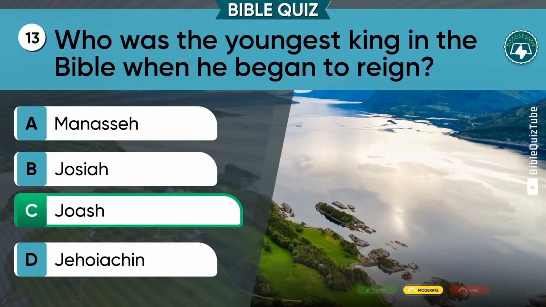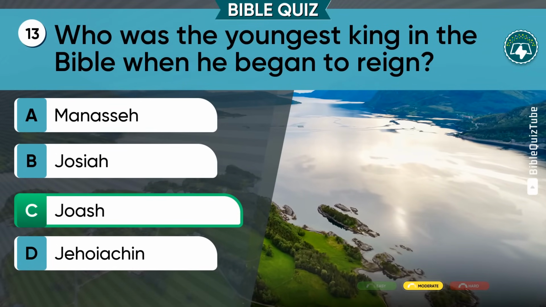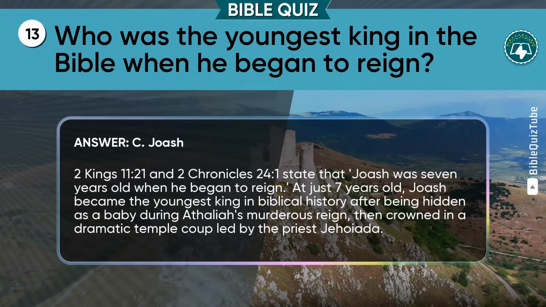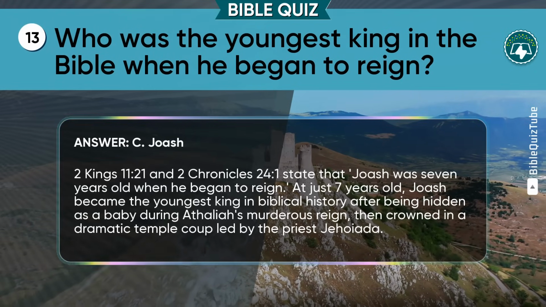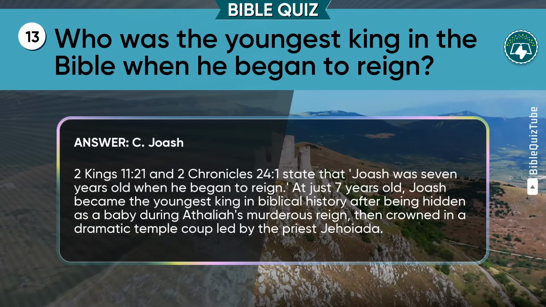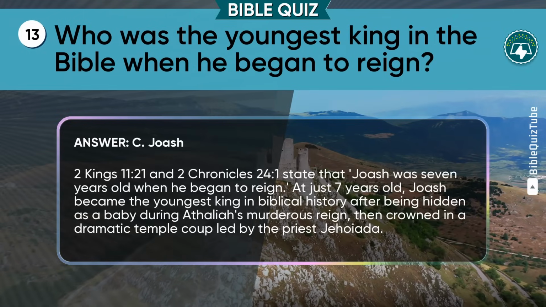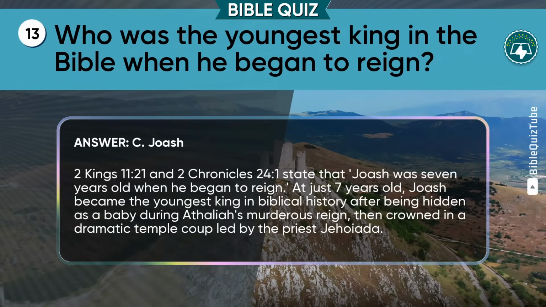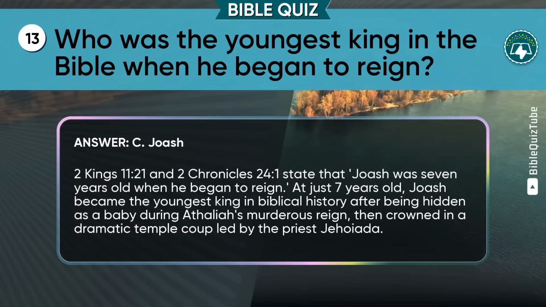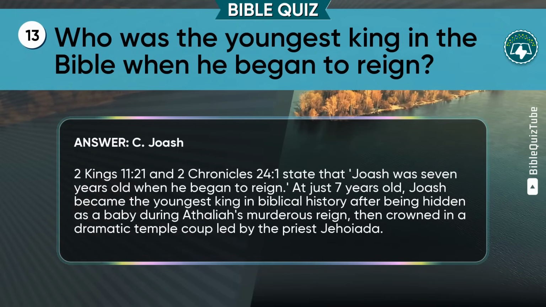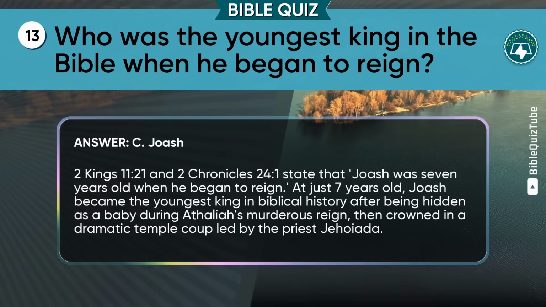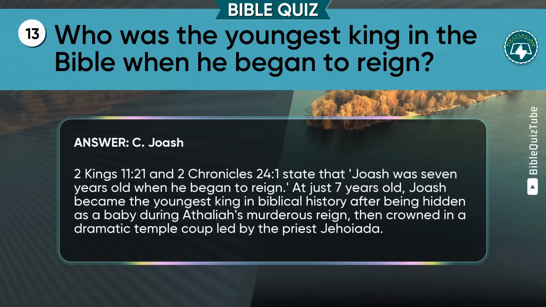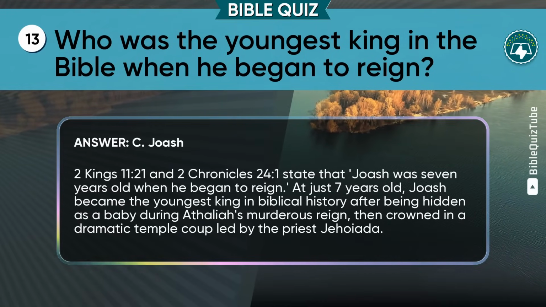C. Joash is the accurate choice. The explanation. 2 Kings chapter 11 verse 21 and 2 Chronicles chapter 24 verse 1 state that Joash was 7 years old when he began to reign. At just 7 years old, Joash became the youngest king in biblical history after being hidden as a baby during Athaliah's murderous reign, then crowned in a dramatic temple coup led by the priest Jehoiada.